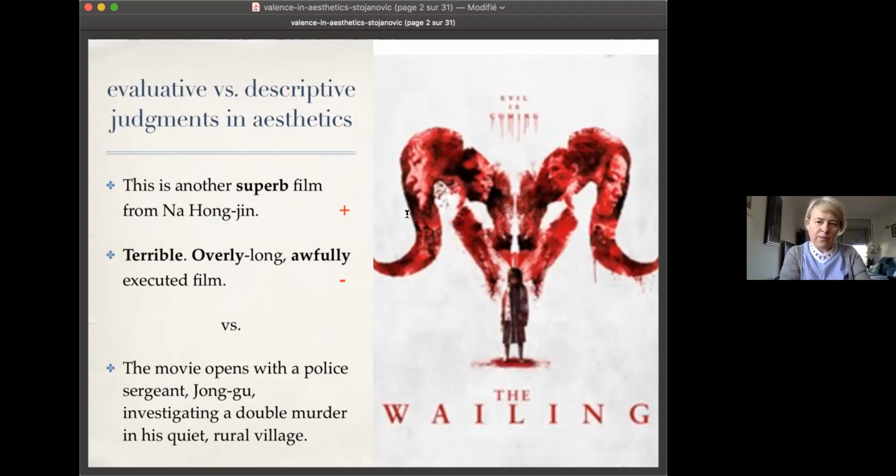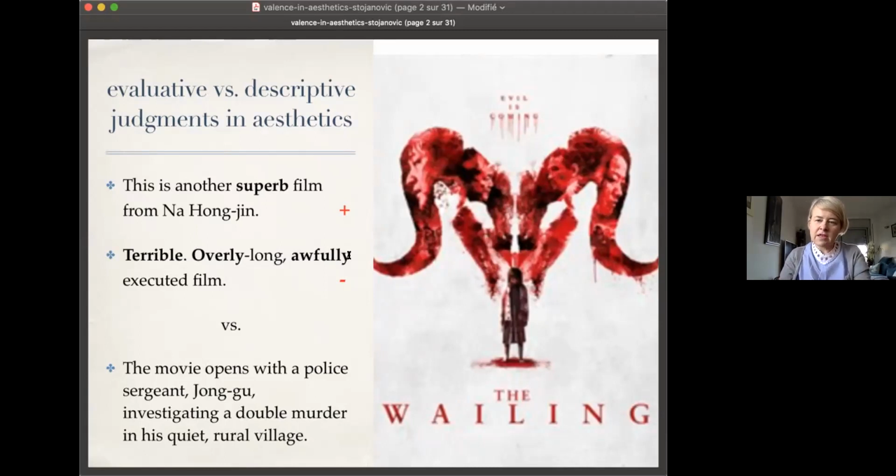All of the examples that I'm giving are taken from corpora, that is to say from real life resources such as online reviews, books, and so on. So here are a few examples of the things that you might say about this movie. You might say, this is another superb film from Nahon Jin. Terrible, overly long, awfully executed film. The movie opens with the police sergeant, Jung Gu, investigating a double murder in his quiet rural village.